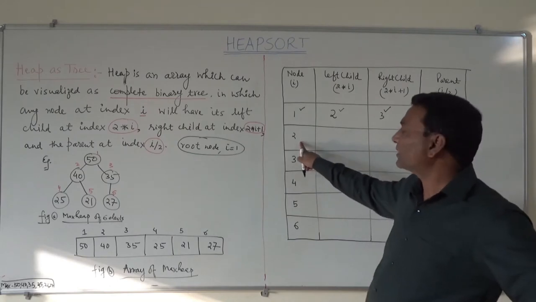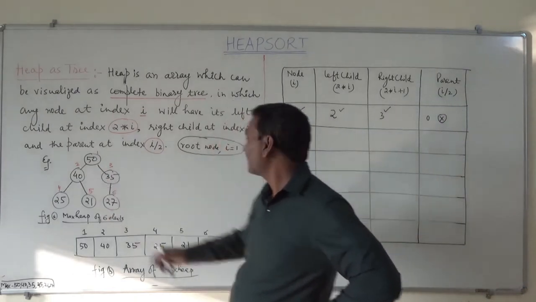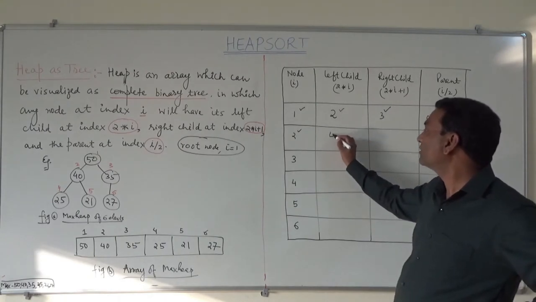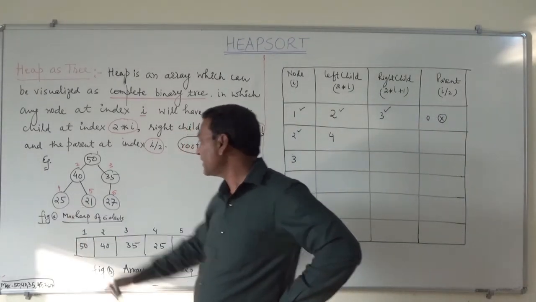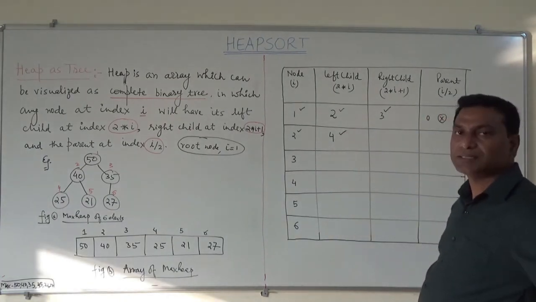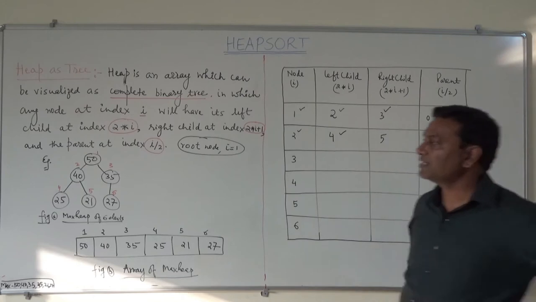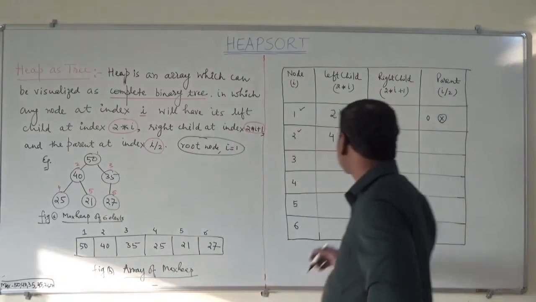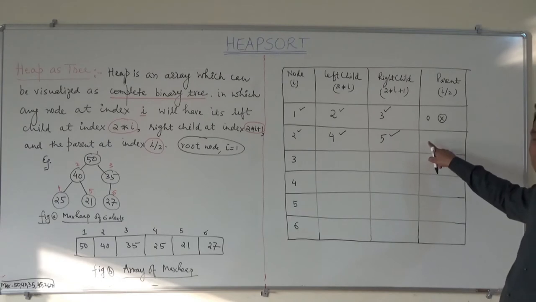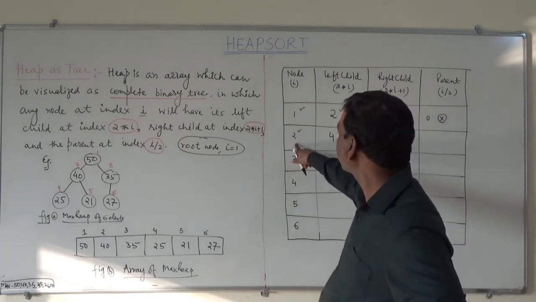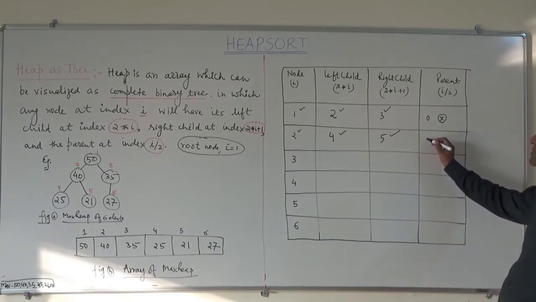Now we will see the second node. This is second, this is 40. Its left child will be 2 into 2, this will be 4. So its left child is at 4th position, at index 4, this is 25. So it is clear. Now its right child will be 4 plus 1, so this will be 5. Its right child is at 5th position. This is 21. So this is also verified. Now its parent. Parent will be 2 upon 2. This will be 1. So its parent is at index 1. So this is 50. It means it is true.